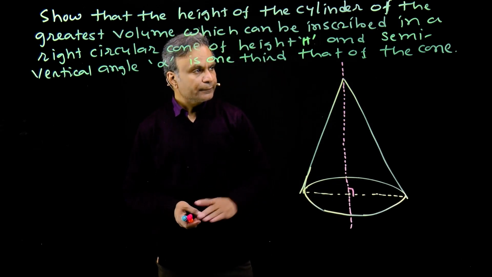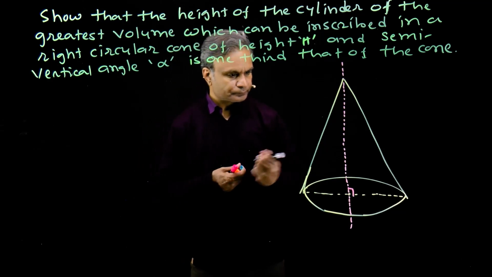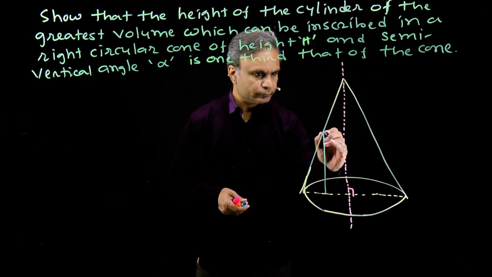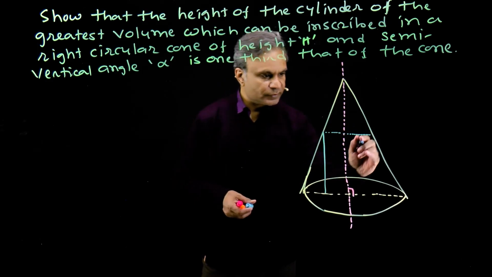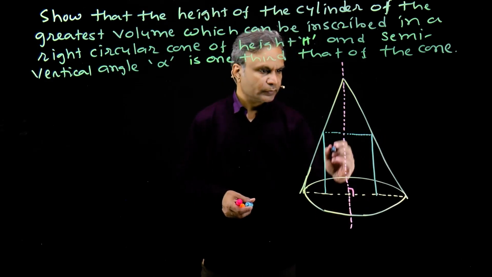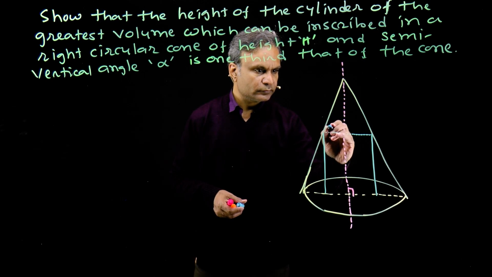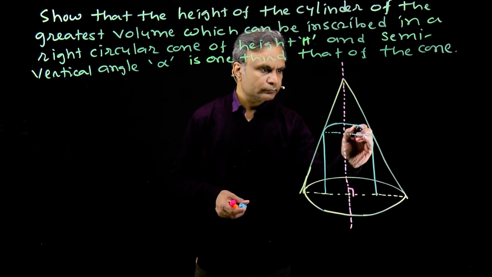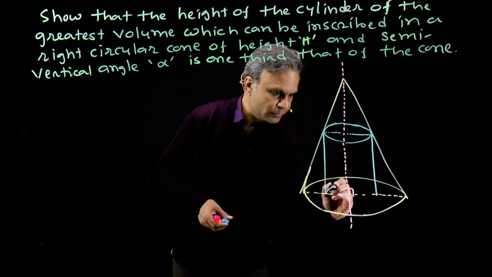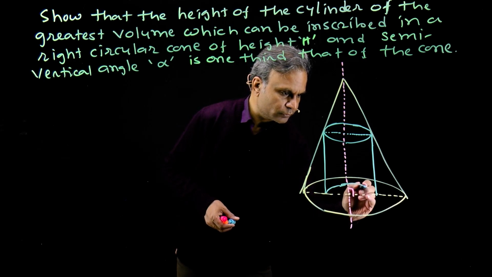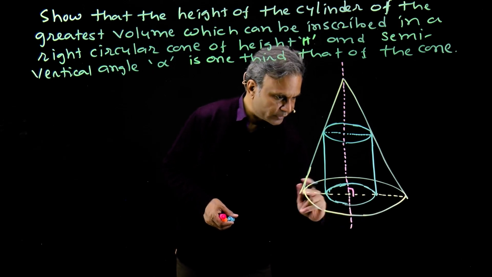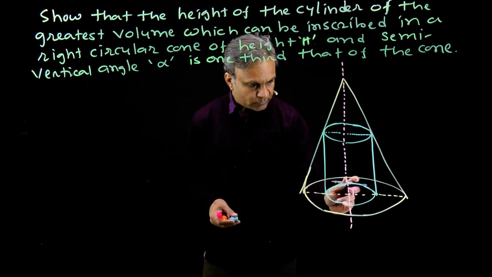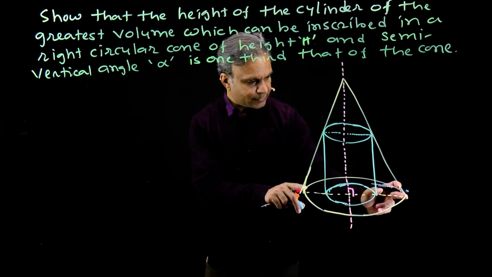Now we are inscribing a cylinder in the cone. Let's draw the cylinder. This is the diameter of the circular face of the cylinder. This is the top circular face, and this is the bottom circular face. The diameters of these two solid figures will coincide. The diameters of both coincide. This is the diameter of the cylinder and this is the diameter of the cone.